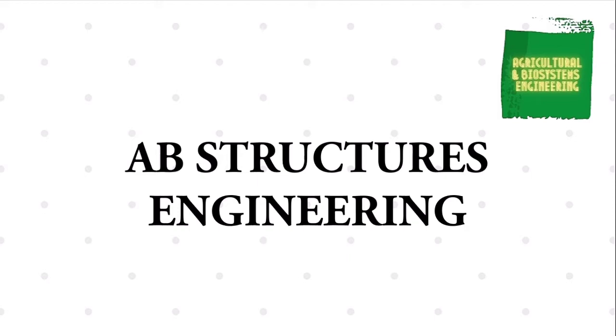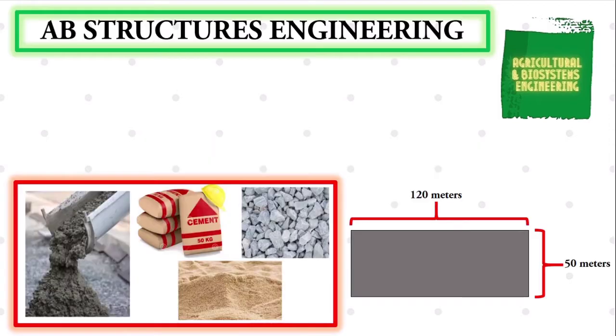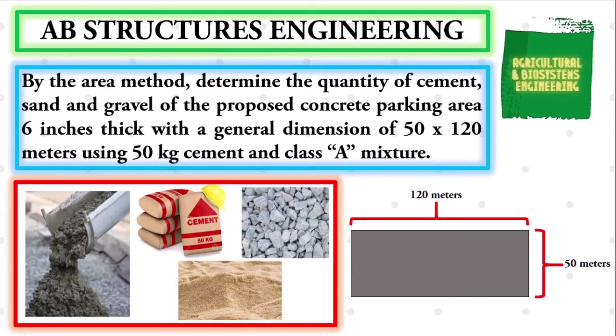This time, I will be showing you how to solve for the quantity of cement in bags, sand and gravel in cubic meters for a proposed concrete parking area using the area method. I will be solving this problem to show you how it is done. By the area method, determine the quantity of cement, sand and gravel of the proposed concrete parking area 6 inches thick with a general dimension of 50 by 120 meters using 50 kilograms cement and Class A mixture.